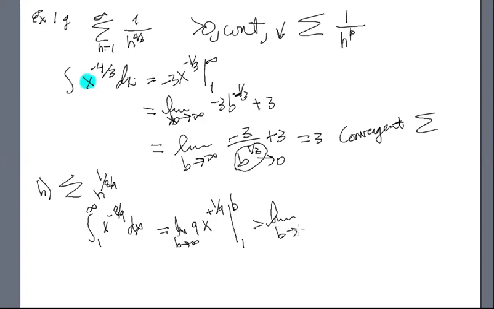So this is the limit as b goes to infinity of 9 b to the 1/9 minus 9. Now, even though this doesn't go to infinity very quickly, it's only a 1/9 power, it does go to infinity, and we have divergence. So divergent series.